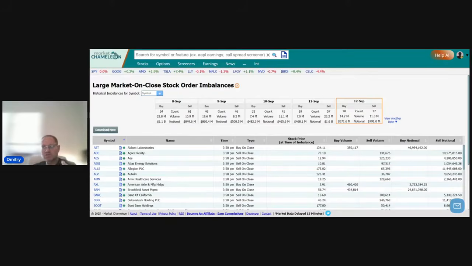And around 10 minutes before the close, we get this indicator that we're looking at here, where if there's a certain amount of shares, I think it's like 50,000 or more of an imbalance to one side or the other, there's an indicator there to tell the market, hey, there's an imbalance to the buy side. Like over here in ABT, there's an imbalance, 350,000 shares to the buy side.